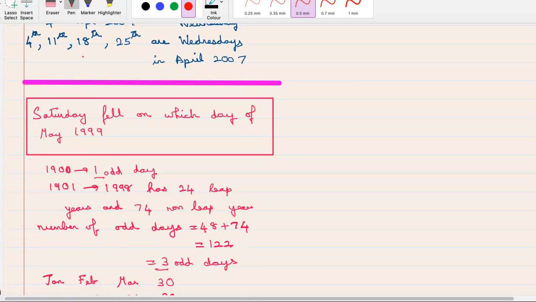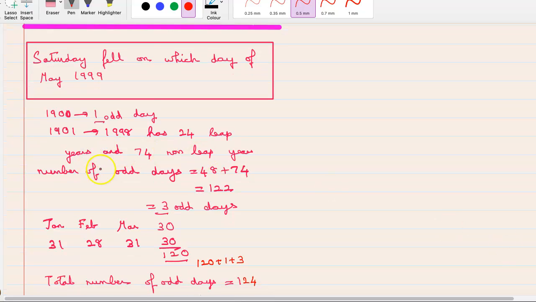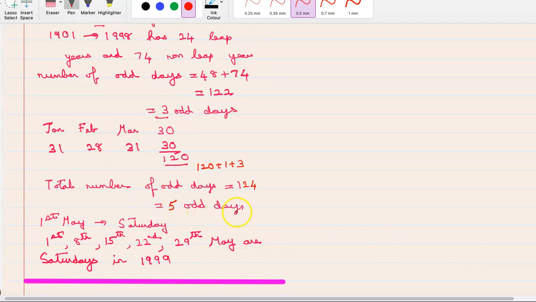Now Saturday fell on which day of May 1999? 1900 has 1 odd day. So 1901 to 1998 has 24 leap years and 74 non-leap years. So the number of odd days will be 48 plus 74, that is 122, that is 3 odd days. Now coming up to April, 1999 is a non-leap year. So 31 days in Jan, 28 days in Feb, 31 days in March, 30 days in April, that is 120. 120 plus 3 plus 1, that is 124 odd days, that is basically 5 odd days.